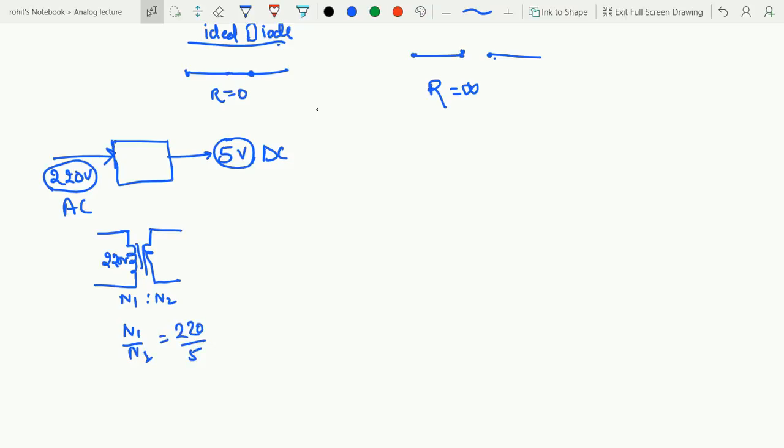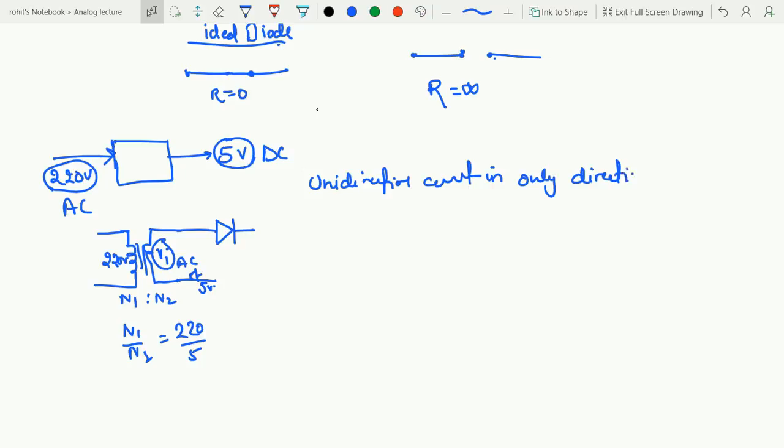Here suppose we have VI. Now we have to convert this AC, because VI is an AC of maximum 5 volt, into DC voltage. So we will use a diode. See, a diode is a unidirectional device, so it will allow current in only one direction. When forward biased, it will allow current, and in reverse bias, it will not allow current.